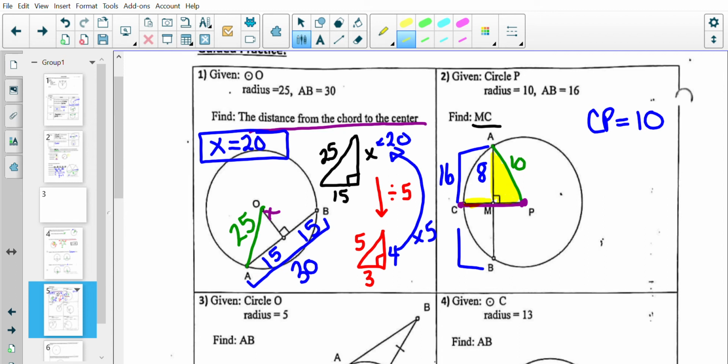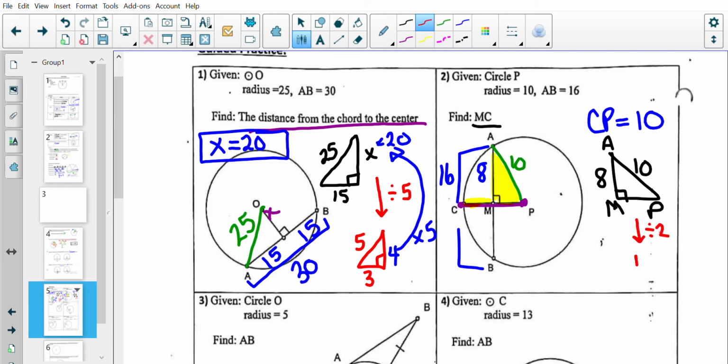I'm going to use triangle AMP, and I'm going to redraw it. AMP, and I have an 8 and a 10. If I divide that triangle by 2, I'm going to have a 4 and a 5, and once again, we have a 3, 4, 5. Don't forget to multiply back by 2. So M to P is 6.